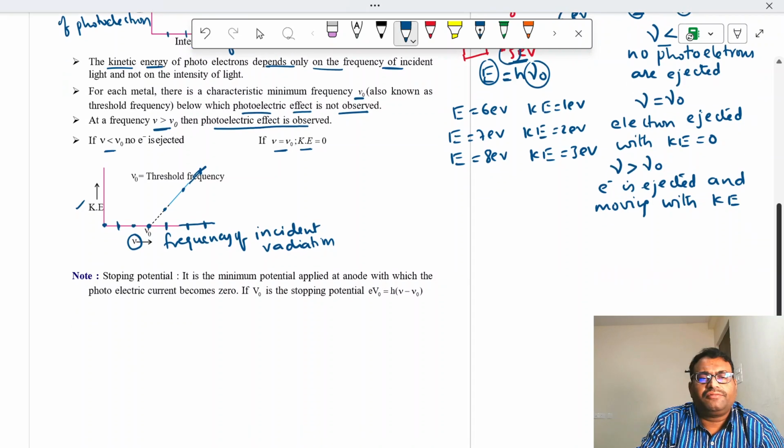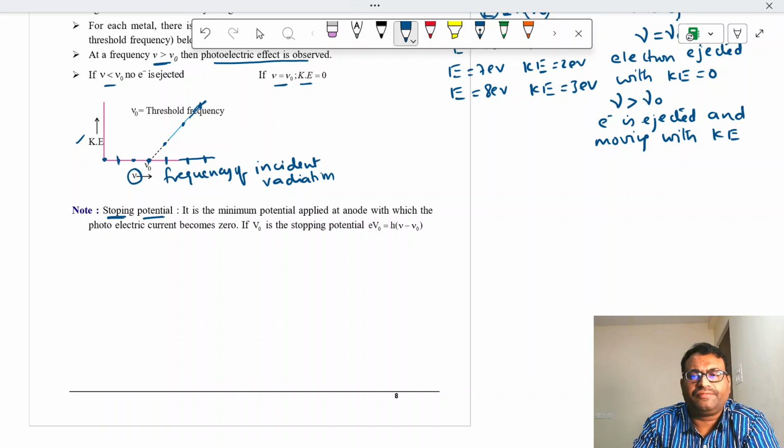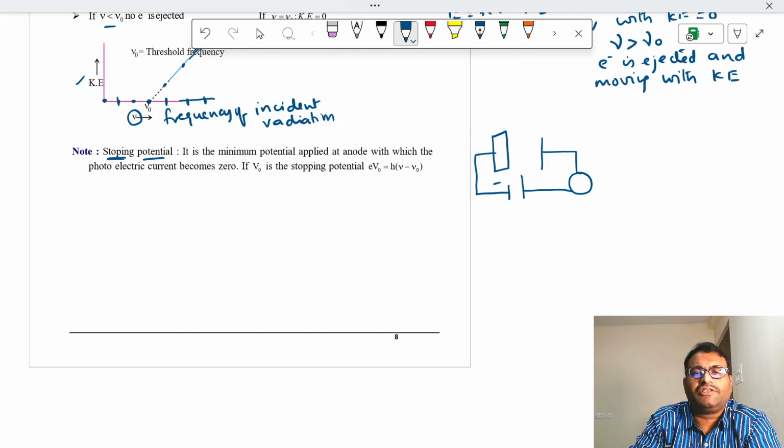Next, coming to what is meant by stopping potential. So already we have seen the setup. This is metal connected to negative terminal of the battery, photoelectric metal, whereas this is another electrode made of something like zinc. This is ammeter. Okay, this is connected to positive.